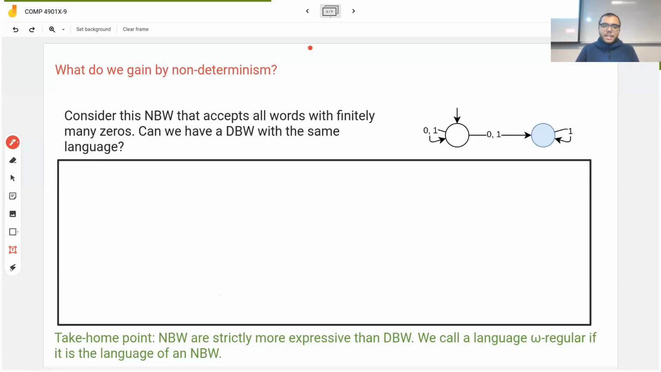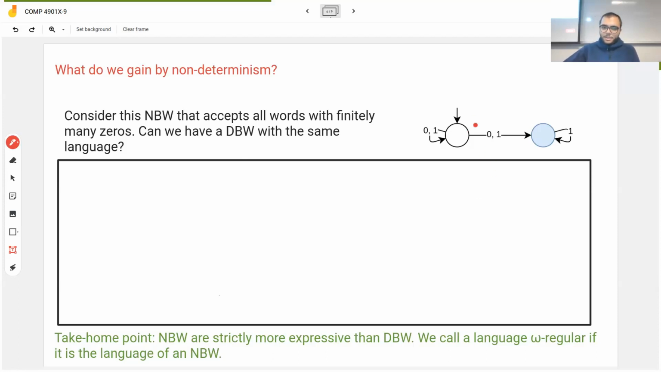Now, I want to say that this is not the case for Büchi automata. There are languages that can be captured by non-deterministic Büchi automaton, but they cannot be captured by deterministic Büchi automaton.